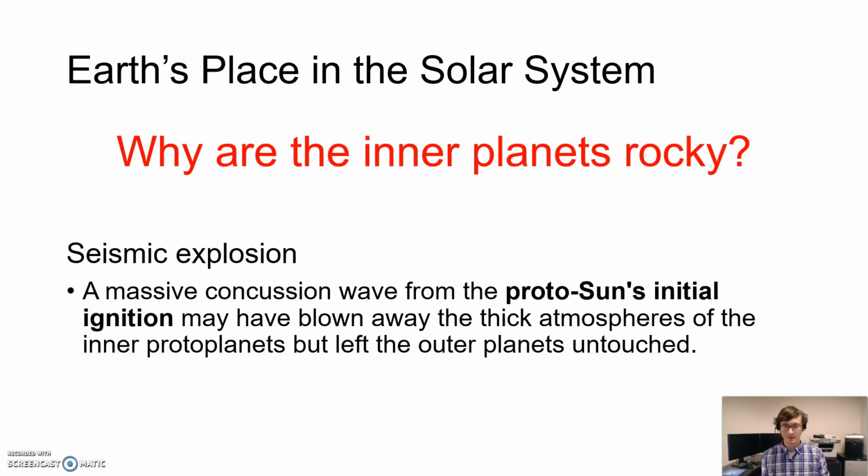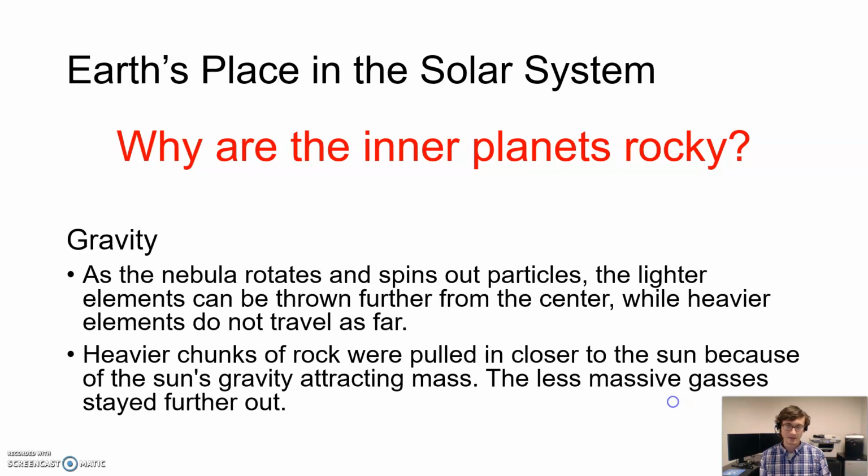Thing number 2, we talked about earlier, when the Sun switched on, this would have released a tremendous amount of energy. Talk about the initiation of nuclear fusion in the proto-sun. This would have blown away the thick atmospheres of any of the inner planets. So this probably would have done a good job of wiping out whatever atmospheres the earlier planets might have had.